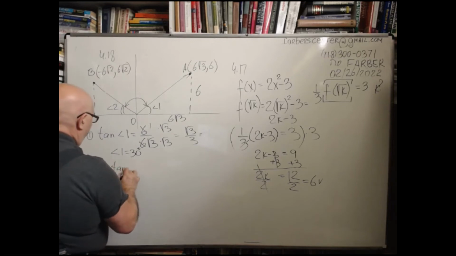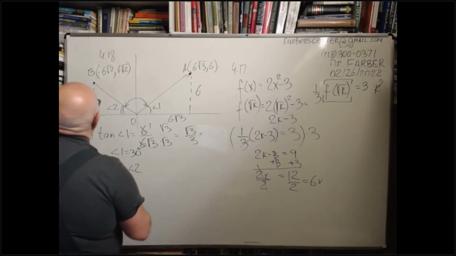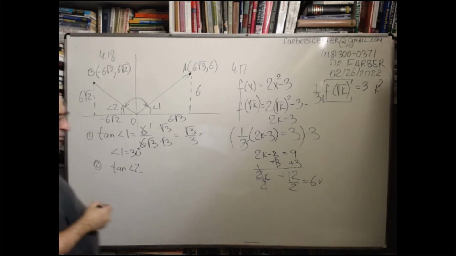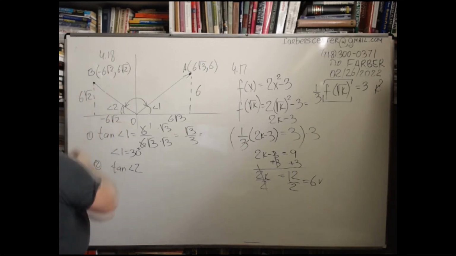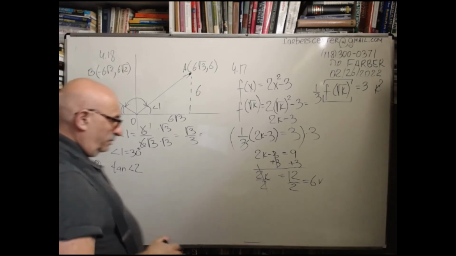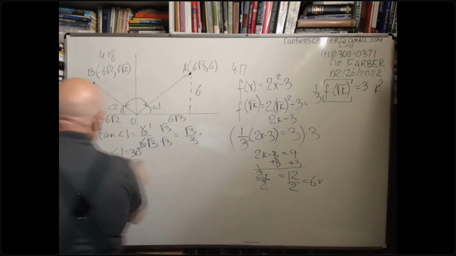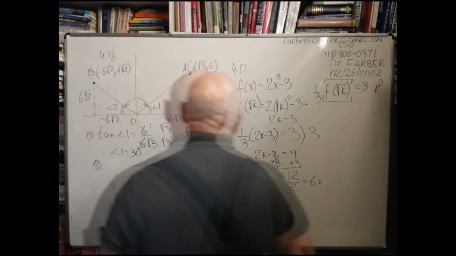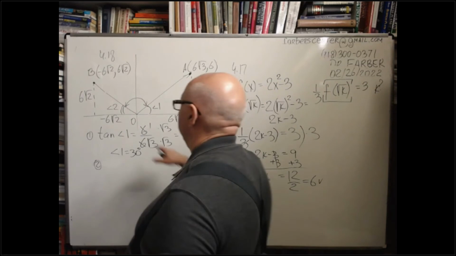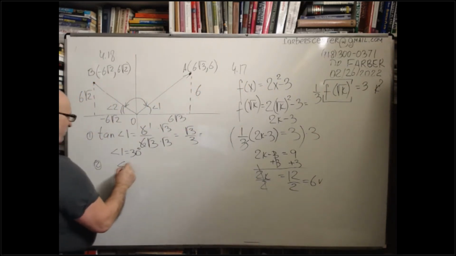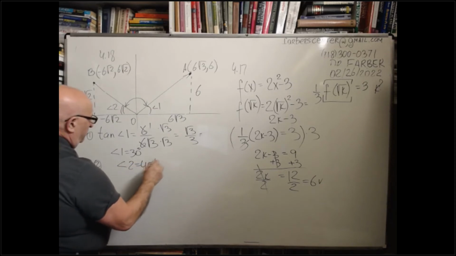Step number 2, angle 2. In the same manner, tangent of angle 2 equals negative 6 square root of 2 and this 6 square root of 2. Even without counting, this is an isosceles right triangle, so both angles are 45 degrees. You don't need to do this. You don't take the sign into consideration. We need the absolute value of this. Angle 2 equals 45 degrees.